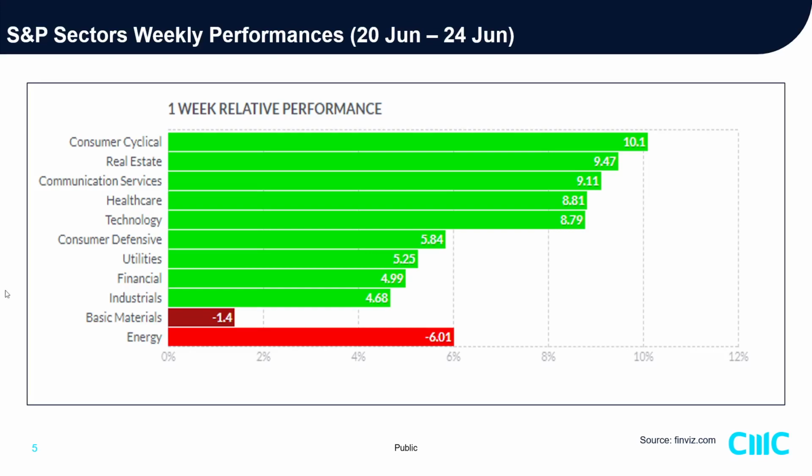So all in all, worst performer was energy. No surprise to us. And the best performer was the consumer discretionary, which has the biggest weightage in Amazon and Tesla. And also the growth related stock technology also performed a fair bit in terms of outperformance, 8.8% last week. Okay, now without further ado, let's go into the technical chart.